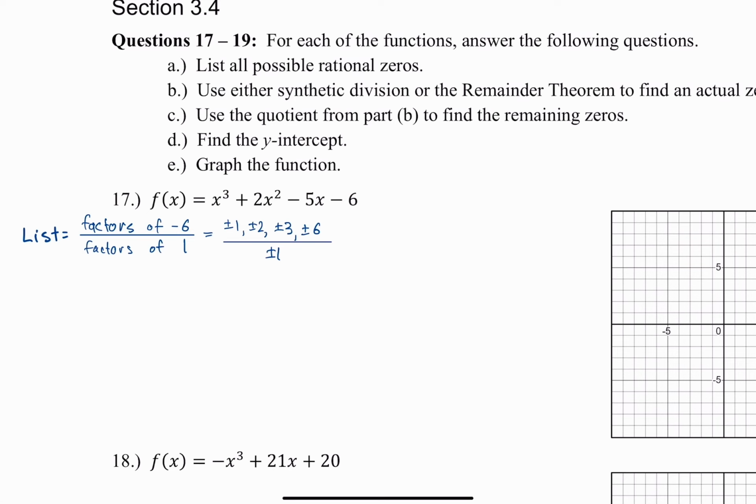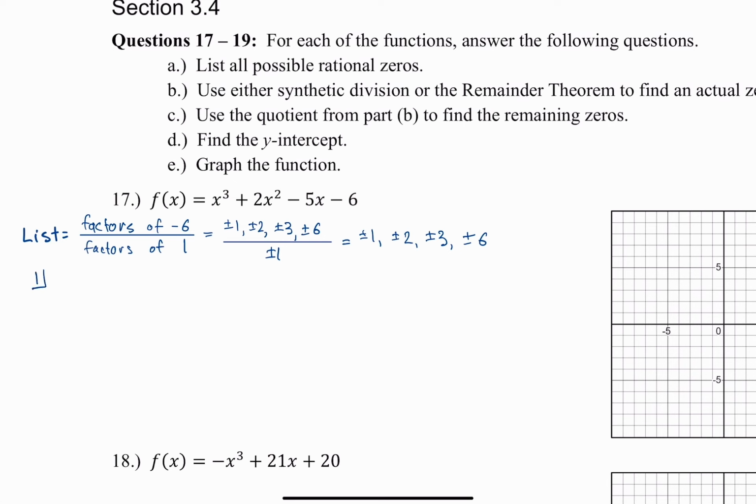So you essentially pair all of them up. So 1/1, 2/1, 3/1, and 6/1. These will give you basically the numbers 1, 2, 3, and 6, and again, both the positive and the negative. All right, so now that you have your list of possible rational zeros, you'll just pick one of those and try synthetic division to find one.